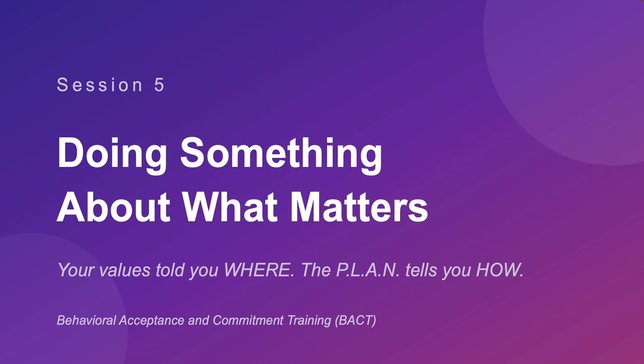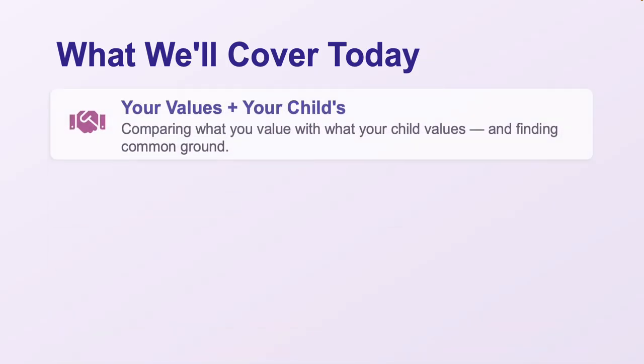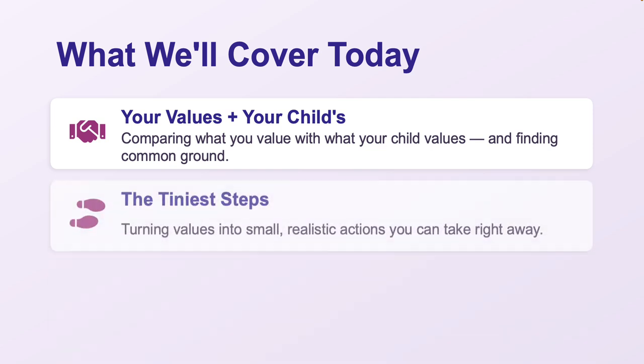So here's where we're going to start putting things into context and start doing the background information for the plan. That's kind of the goal of this whole training here. So what we're going to cover today, we're going to look at your values and your child's values. So comparing what you value and what your child values, finding that common ground and seeing what areas you can kind of build off of that to build that trust, safety, and fun between the two of you.